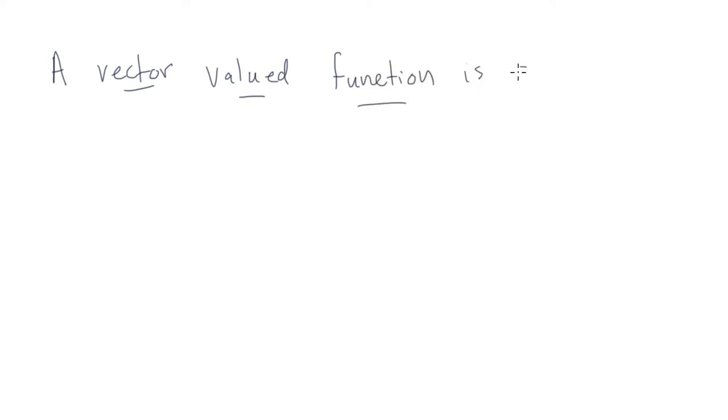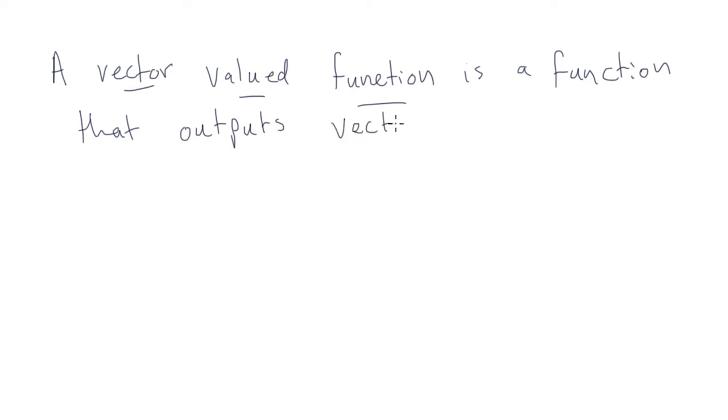Okay, so a vector valued function. Continuing the theme of vectors. So a vector valued function is a function that outputs vectors. In general, a function just has an input and an output. A vector valued function is just a function that outputs vectors.